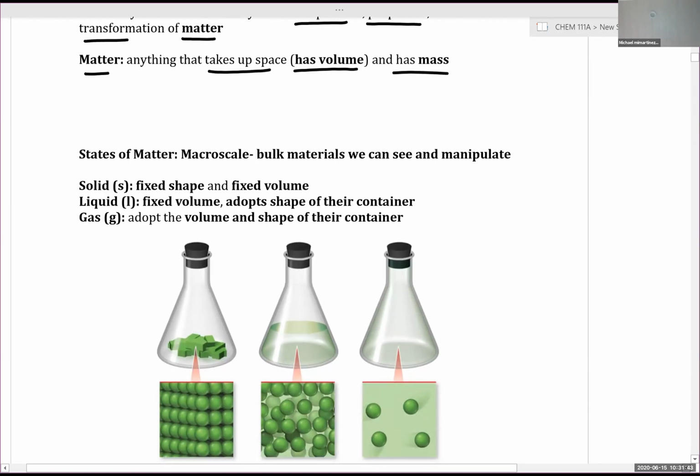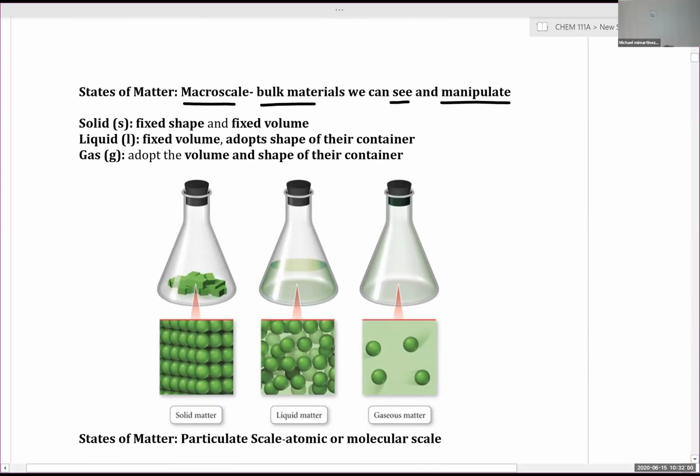Now, in terms of states of matter, we're going to look first at the macro scale perspective. When we say macro scale, these are bulk materials that we can see and manipulate. So the things that we interact with fundamentally on a day-to-day basis. This is the domain that we can see and readily observe without external assistance.